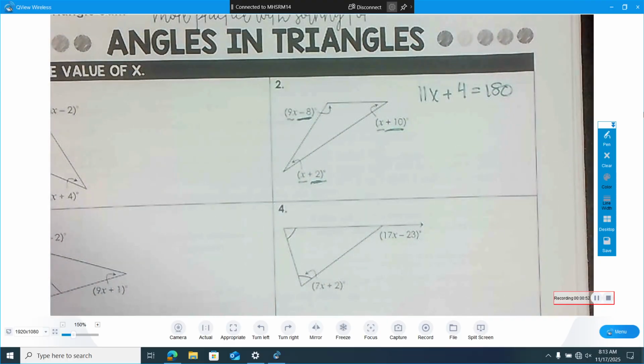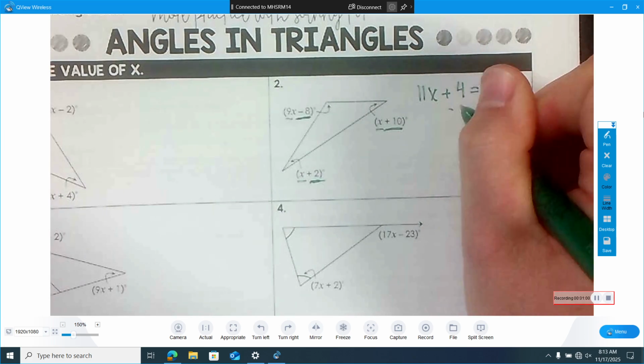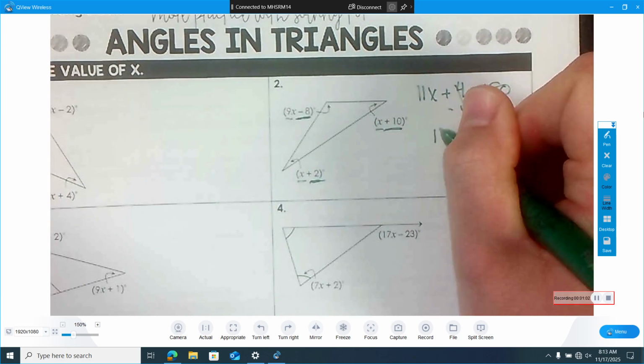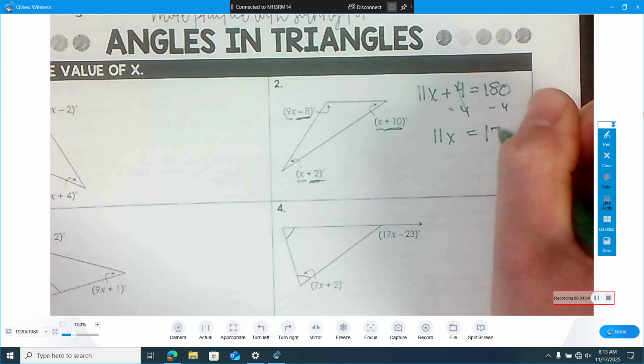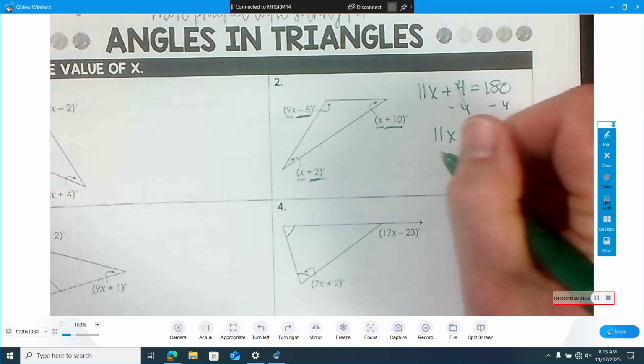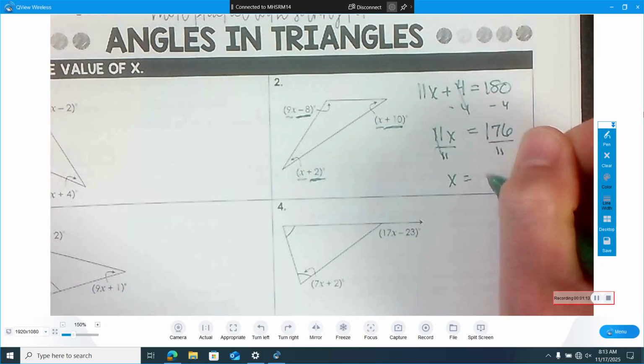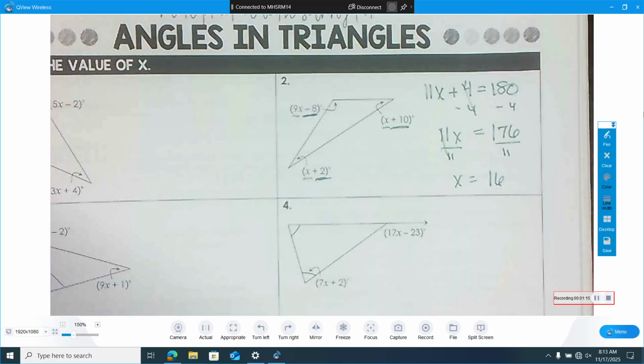So absolutely okay to add those things up in your head. So adding all 3 angles up, and then I'm going to go ahead and solve for x. So we get 11x equals 176, and then divide by 11, we get x equals 16.